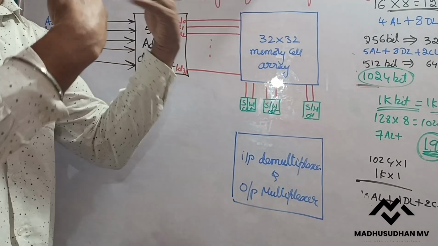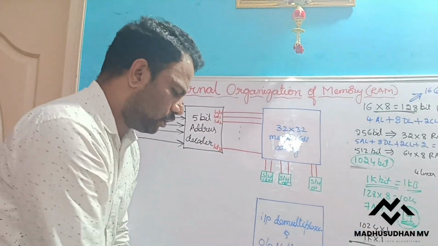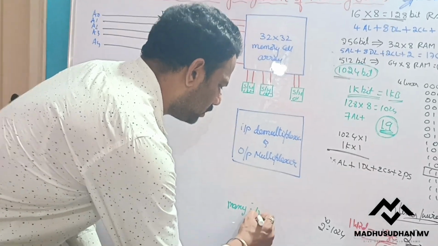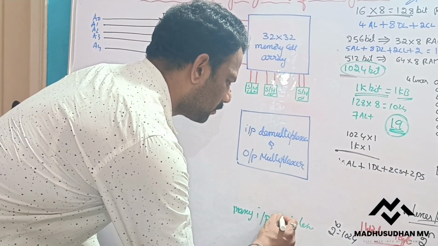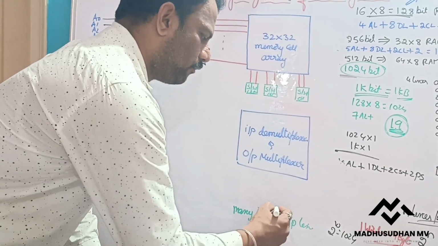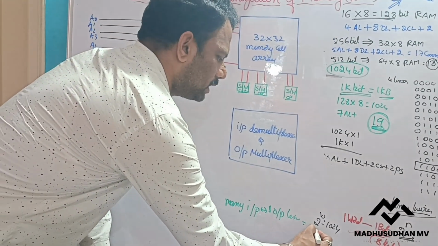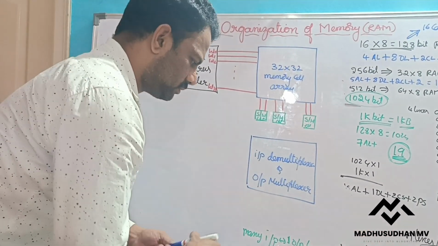It has many input lines. Out of many input lines, I need to select one. So many inputs, and I have to select one output line. For that, out of many options I have to select one, I am using a multiplexer, mux.